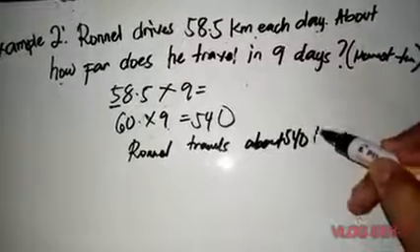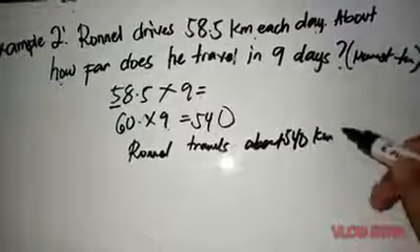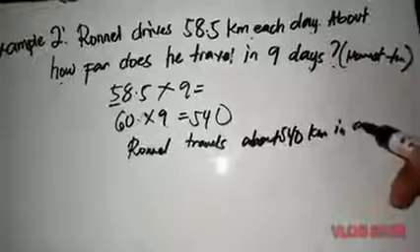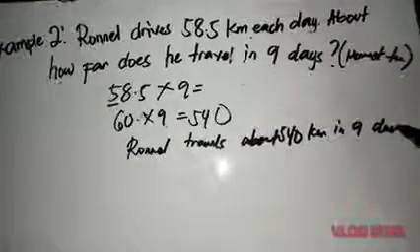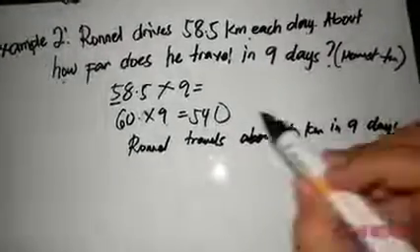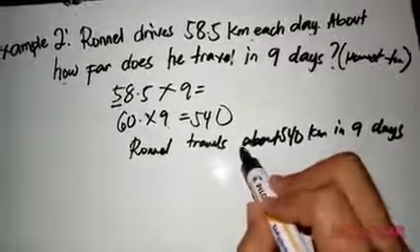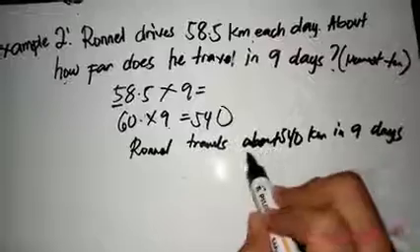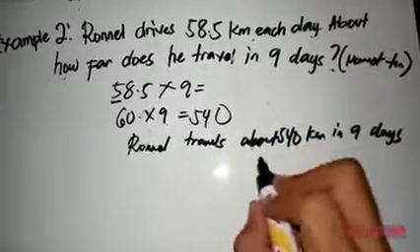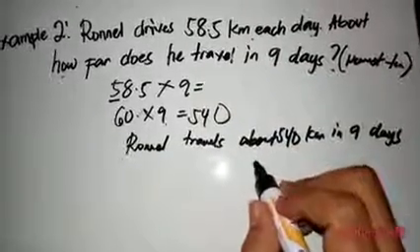Ronel travels about 540 kilometers in 9 days. Again, don't forget to write the word about, because we're just referring to the estimate value.